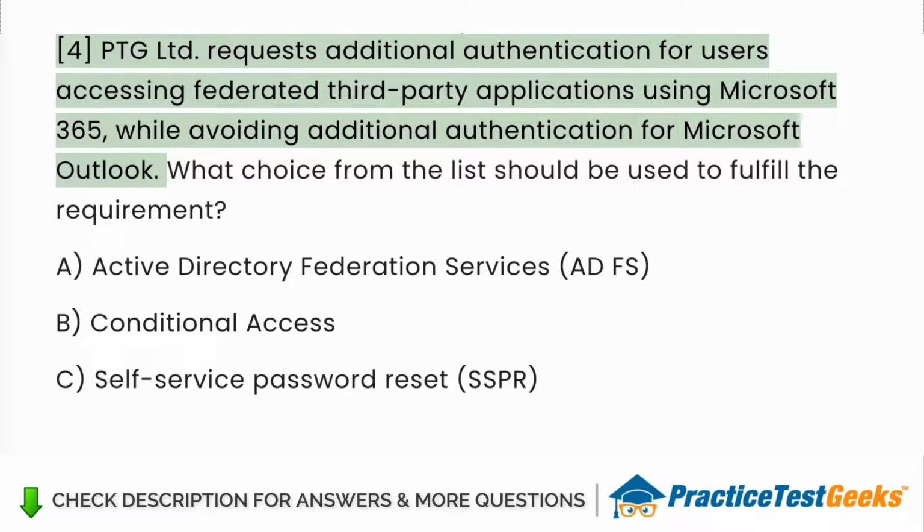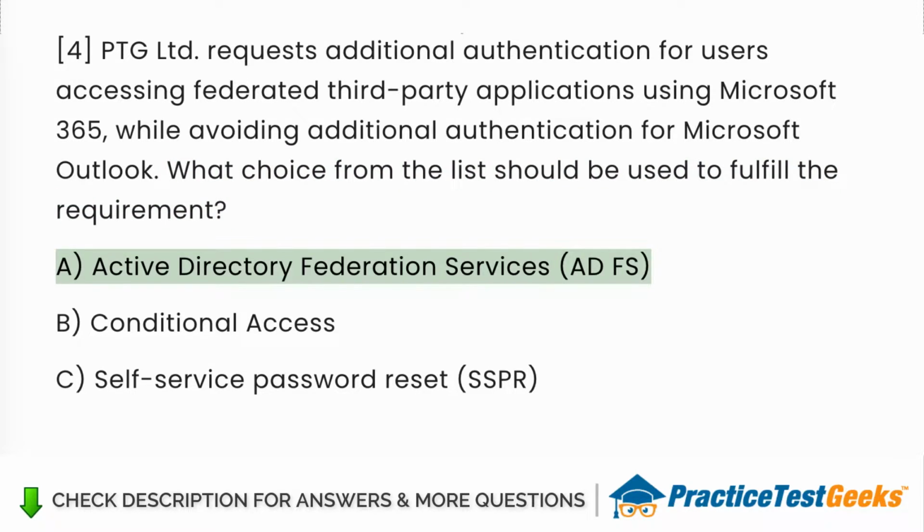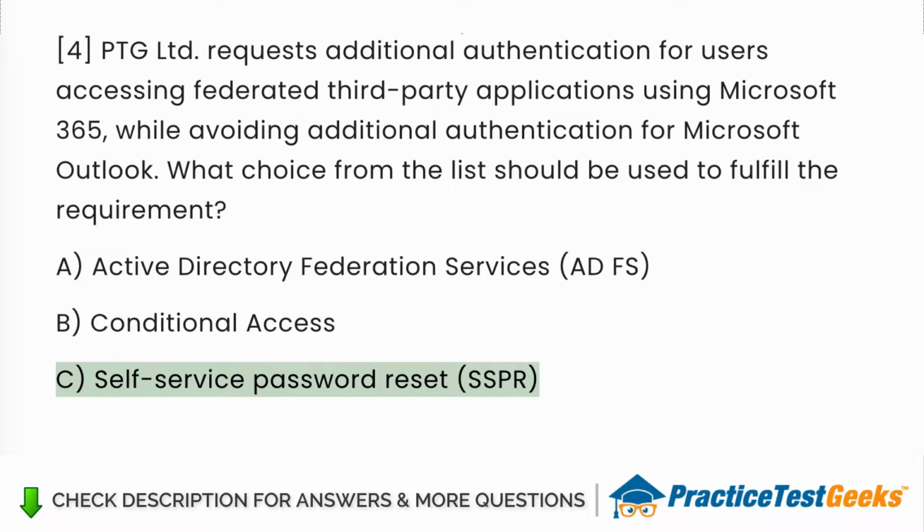PTG Ltd requests additional authentication for users accessing federated third-party applications using Microsoft 365 while avoiding additional authentication for Microsoft Outlook. What choice from the list should be used to fulfill the requirement? A. Active Directory Federation Services. B. Conditional access. C. Self-service password reset.